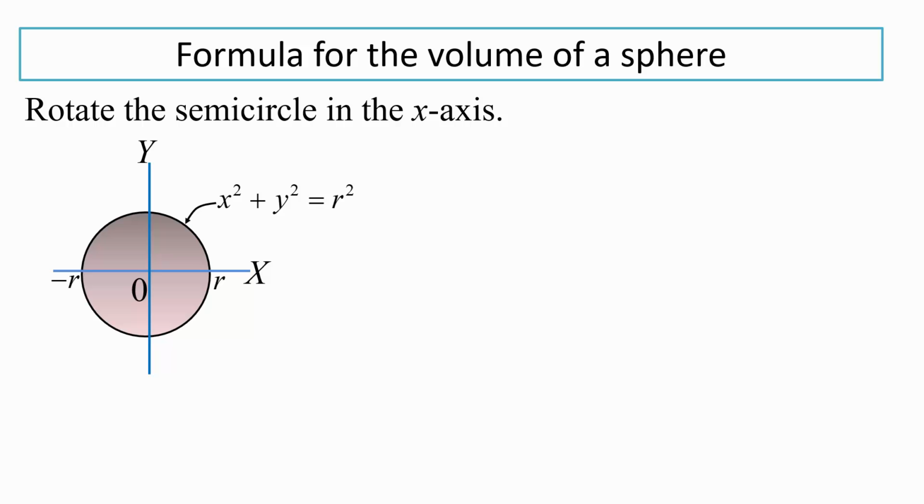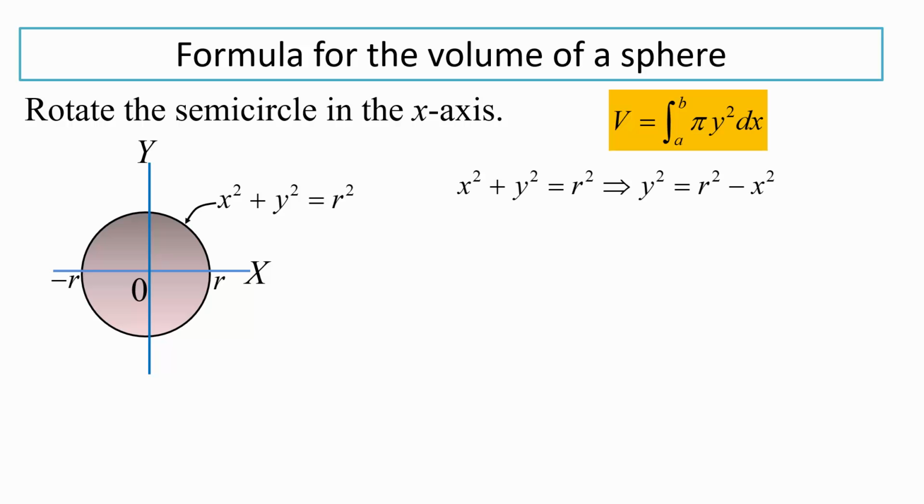Alright, so rotation about the x-axis, that's the formula we will apply. Again, what do we substitute for y squared? Well, we can rearrange our equation for the circle. X squared plus y squared equals r squared. Rearranging gives us y squared equals r squared minus x squared. And of course, our values for a and b will be negative r to r.